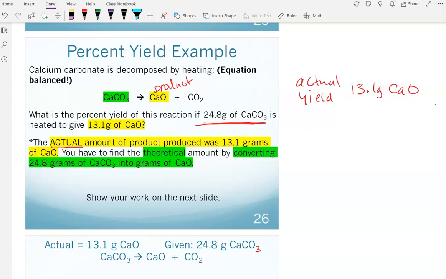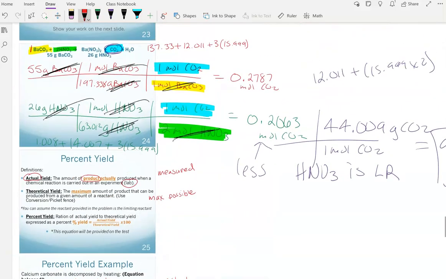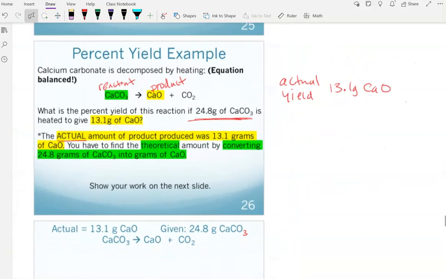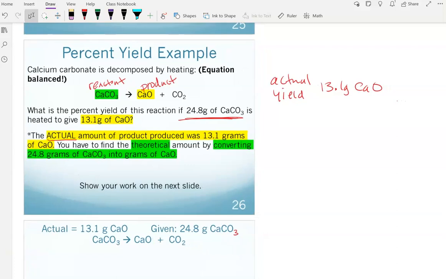And in this problem, you can assume that in this case we only have one reactant. If there are multiple, you can assume the reactant I'm giving you is the limiting reactant. If I did give you two reactants, then you would have to figure out the limiting reactant first using what we learned up here, and then you can use that value to get your theoretical yield. So in this problem, I'm only giving you one reactant, so you can assume that's obviously going to be the limiting reactant.